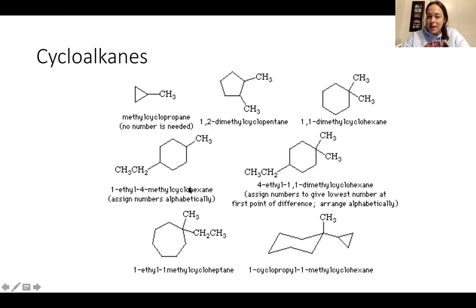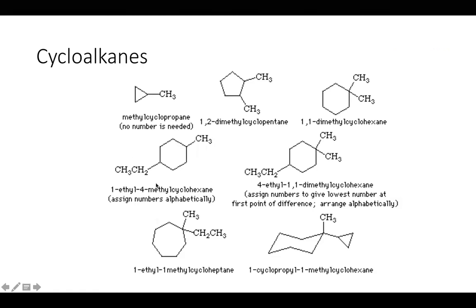So that's a hex, all single bonds, ANE ending. They're in a ring, cyclo out in front. So that's where the cyclohexane comes from. And then we have a substituent of a methyl group here and a substituent of an ethyl group here. Okay, so we want to number this to give our substituent that comes first alphabetically the lower number. So this is going to be carbon 1, and then 2, 3, 4. So our ethyl group is attached at carbon 1. Our methyl group is attached at carbon 4. So the name for this one ends up being 1-ethyl-4-methylcyclohexane.